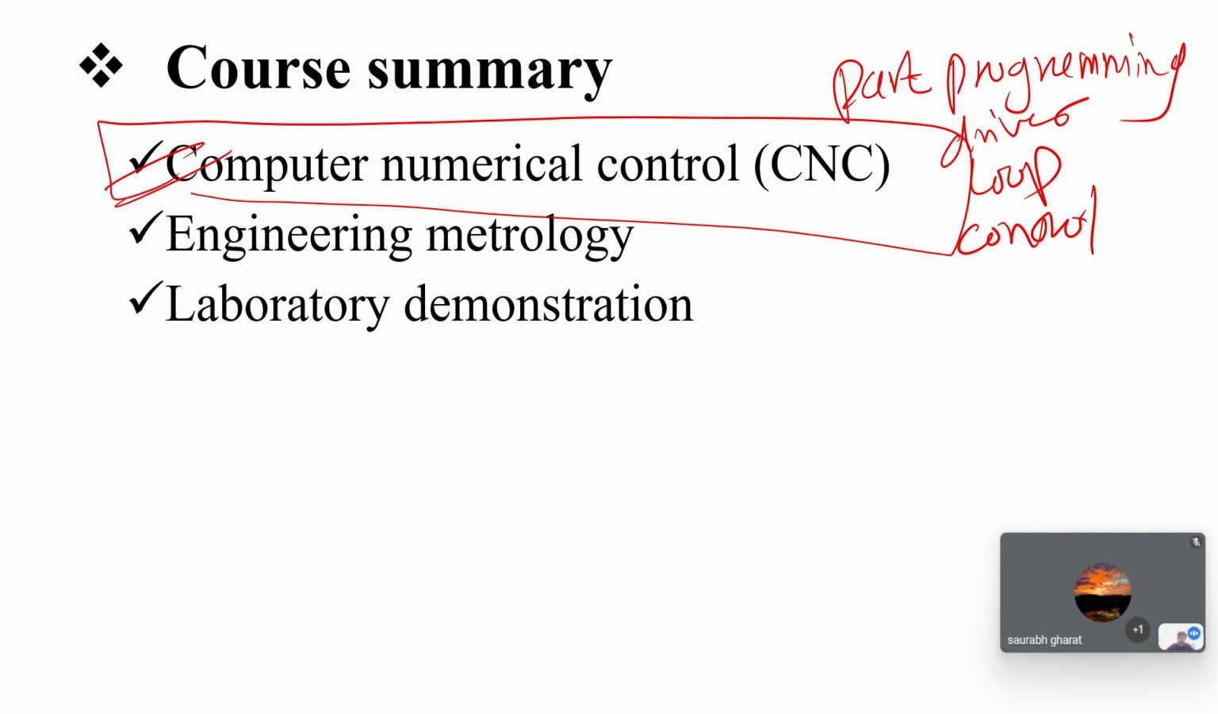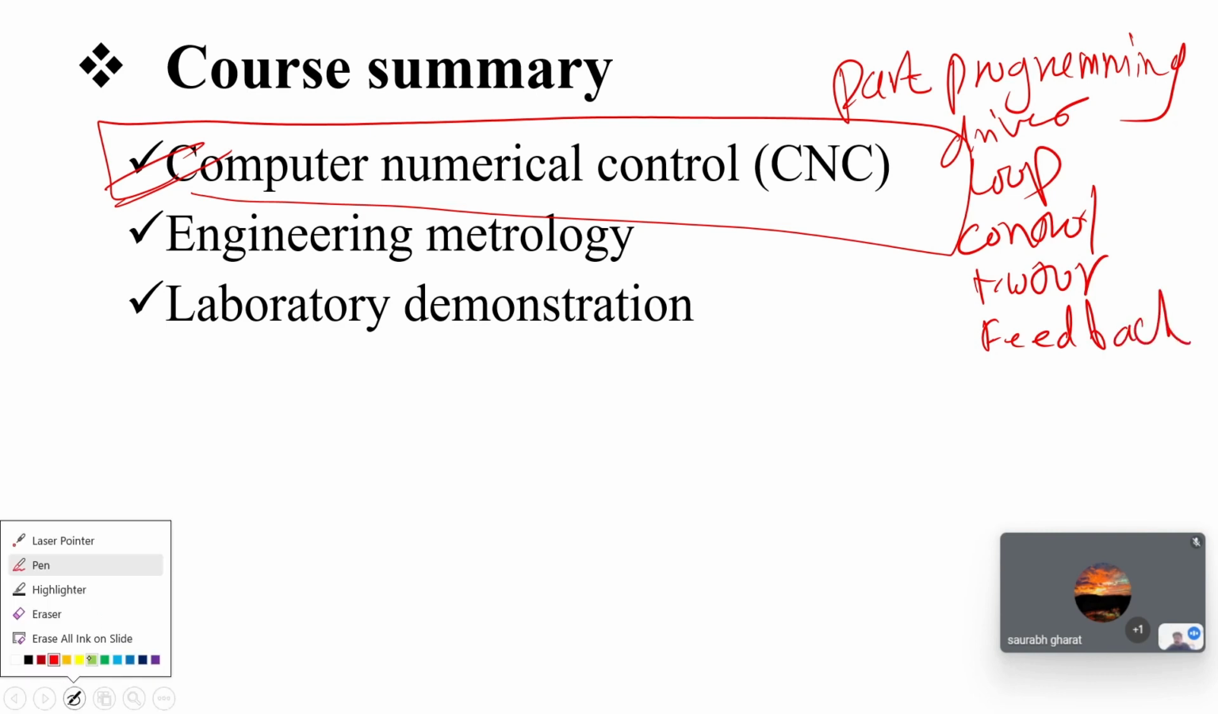So your part program is important. Your drives, your loops, your control, your motors. And the control system is your feedback system. That feedback part is important here. These cases are actually important in your computer numerical control part.